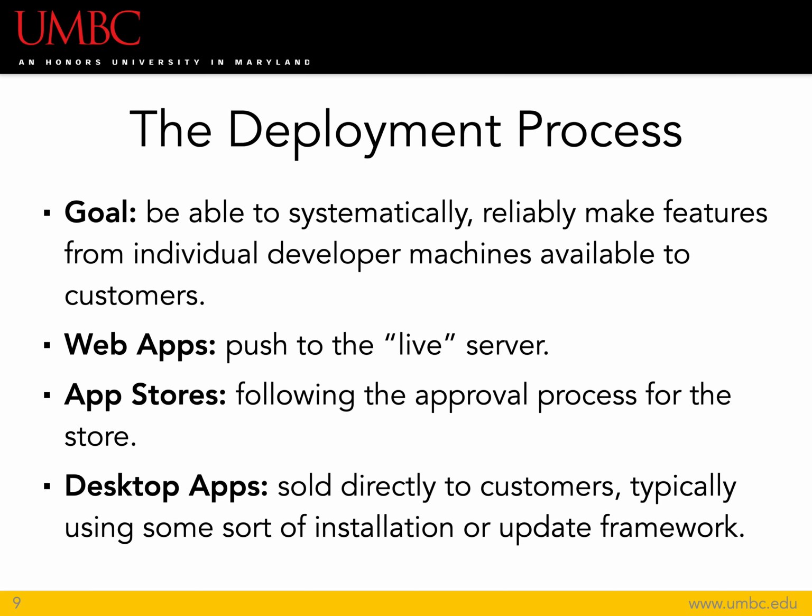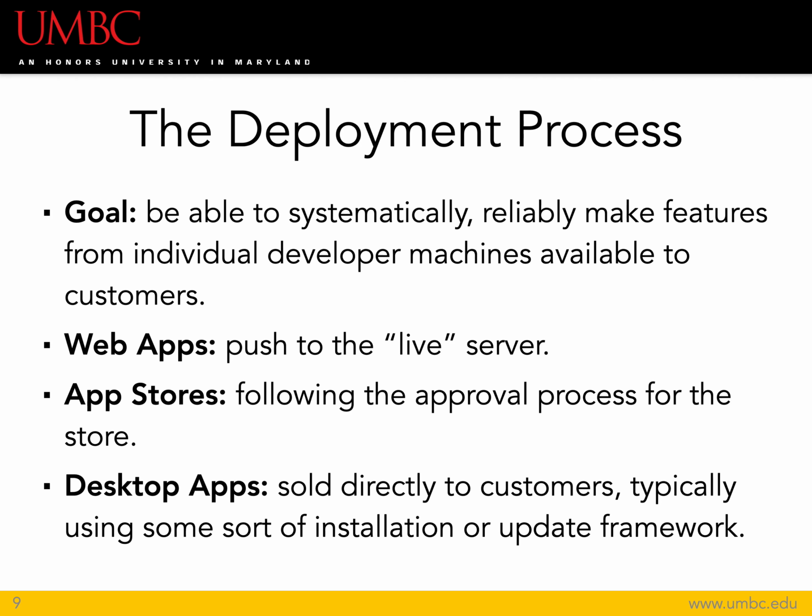In this segment, we're going to talk about the deployment process. And deployment has actually changed quite radically in the last decade or so. Just very quickly, the goal of deployment is to create some kind of a systematic, reliable process for making all the features that your individual developers are building on their own separate machines available to consumers, users, customers, stakeholders that want the system. With web apps, this is sort of just pushing to the live server all of the stuff that you've been building locally.